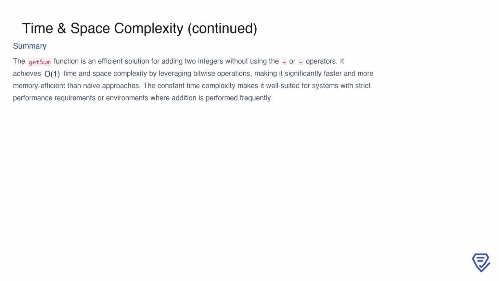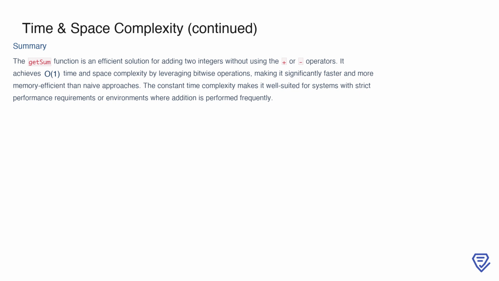To summarize, the getSum function is an extremely efficient solution for adding two integers without using the plus or dash operators. It achieves constant time and space complexity, O(1), through the use of bitwise operations like AND, XOR, and left shift.